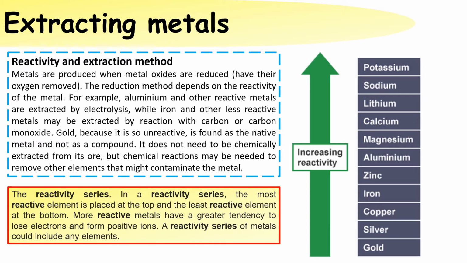The reactivity series shows the order of metals going from most reactive at the top to least reactive at the bottom. The more reactive metals have a greater tendency to lose electrons and form positive ions.